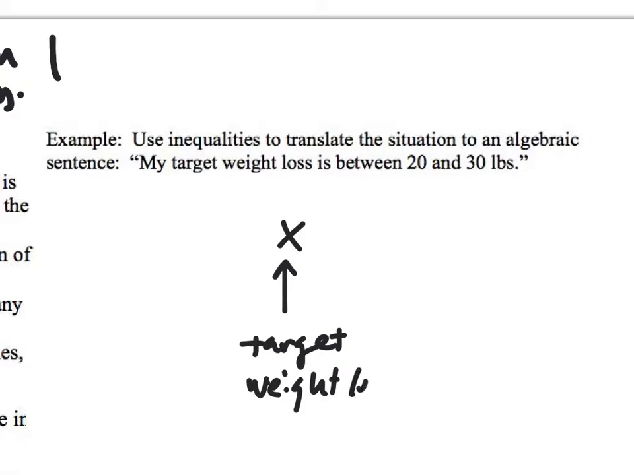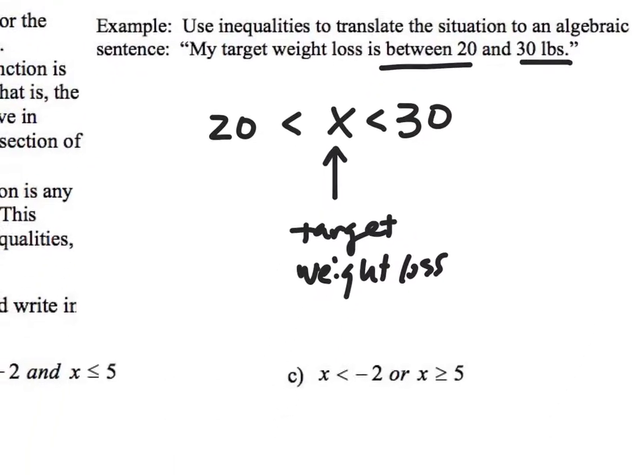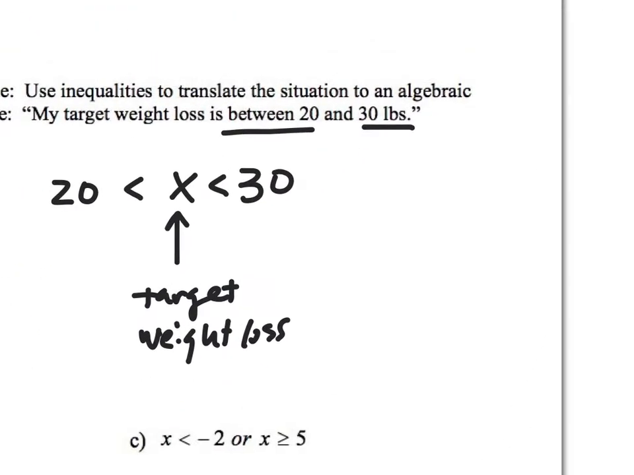We want that to be between 20 and 30 pounds, which means that my value for X needs to be any number in between those two. So it would need to be less than 30, but at the same time, it would also need to be greater than 20. So X is going to be greater than 20 but less than 30. This involves two different things, and so we're going to graph this, and we're going to write it in interval notation.